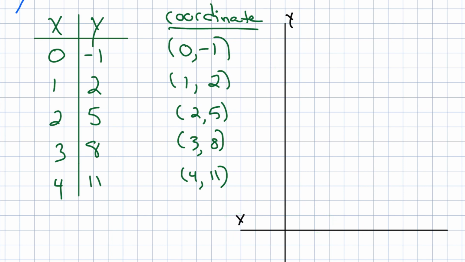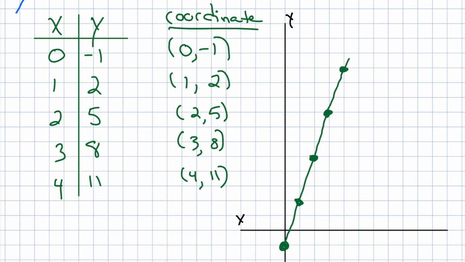So we have the coordinate 0, negative 1. So I move down from the origin 1 unit, make a dot. Then I have 1, 2, so right 1, up 2. Then I have 2, 5, so right 2, up 5. Then I have 3, 8, so right 3, up 8. And finally I have 4, 11, so I move 4 units right from the origin, and then 11 units up and make a dot.